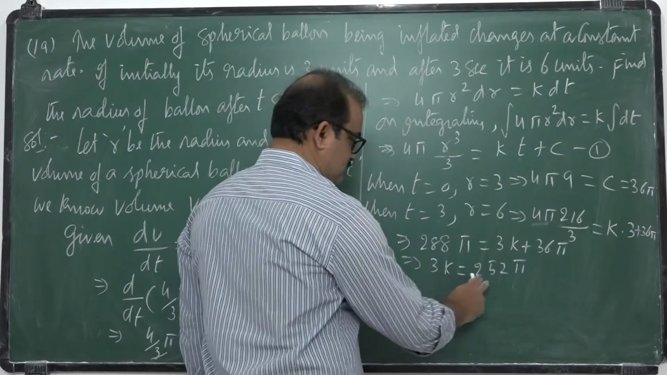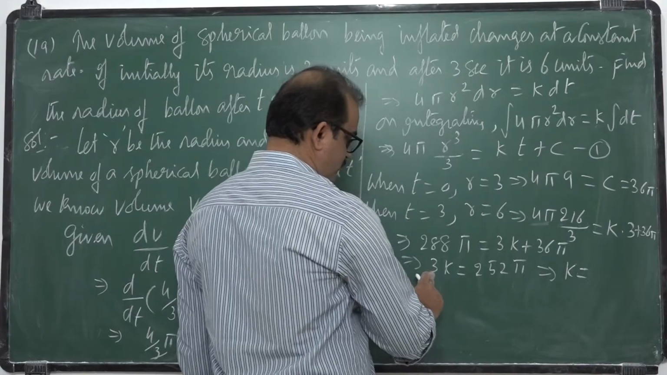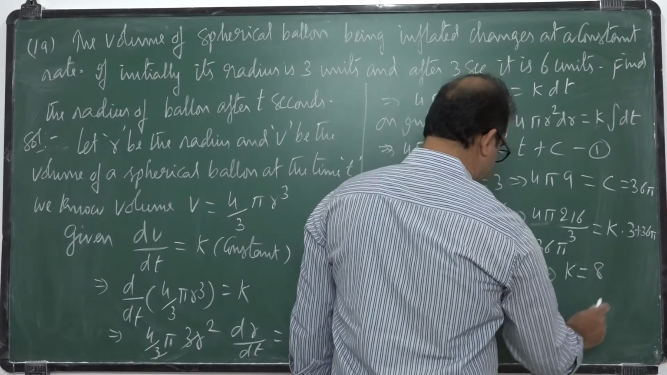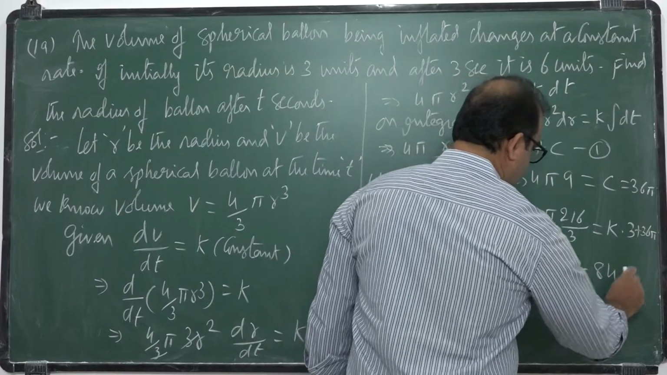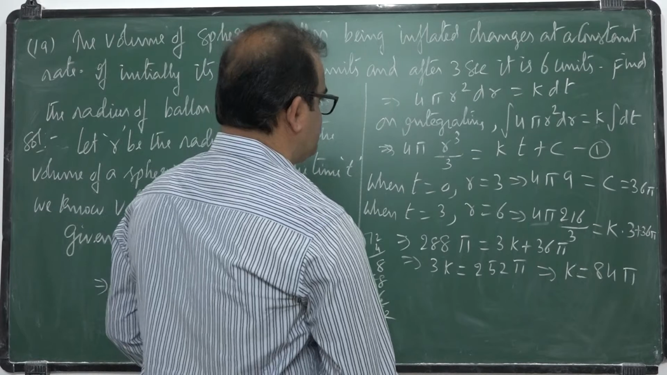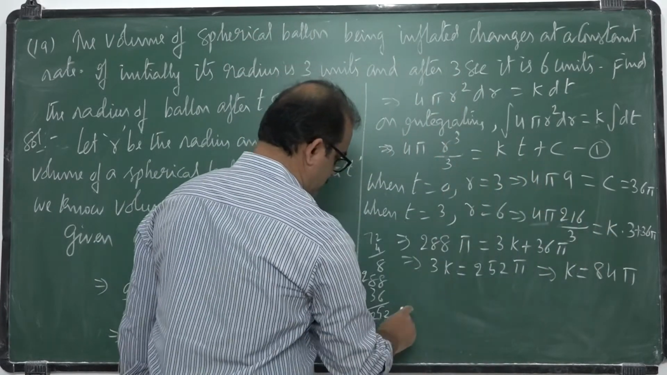Okay, 3k is equal to 252 pi. From this k value, 252 by 3, k is 84 pi. Now substitute this k value and c value in equation 1.